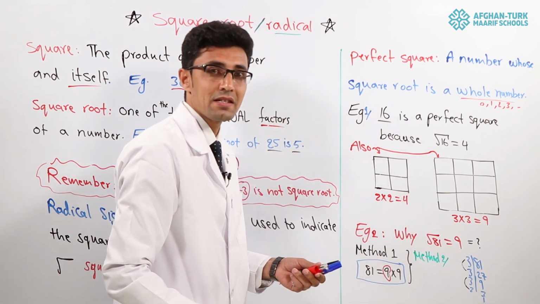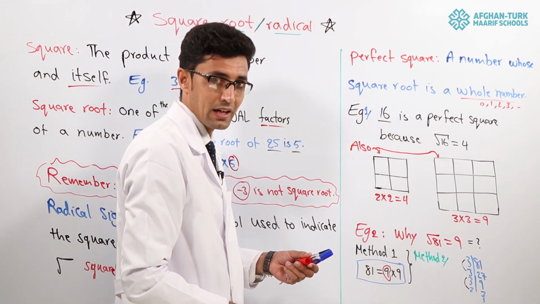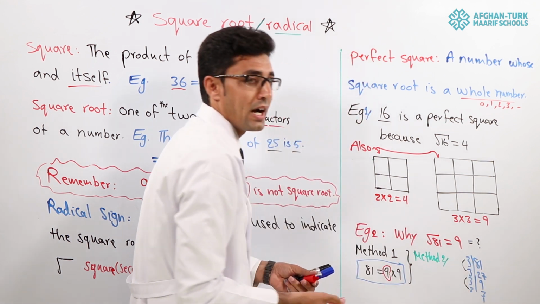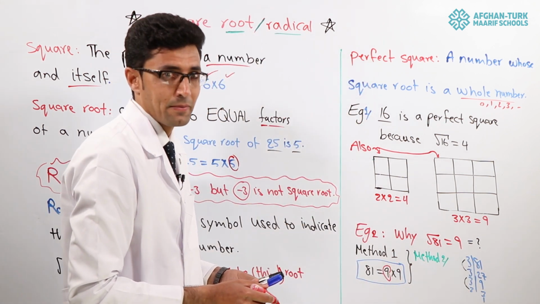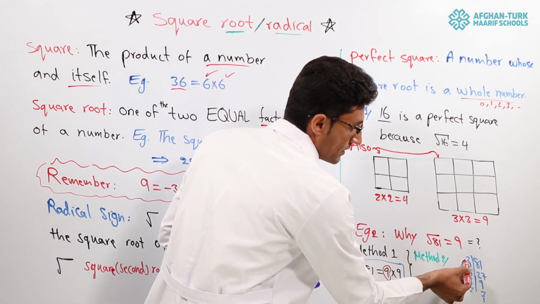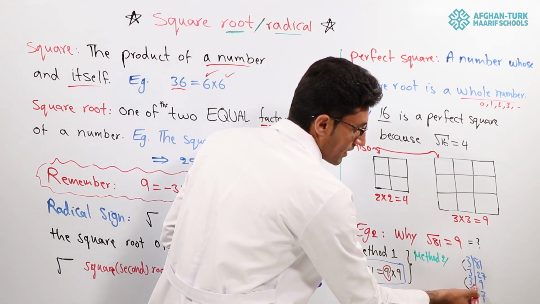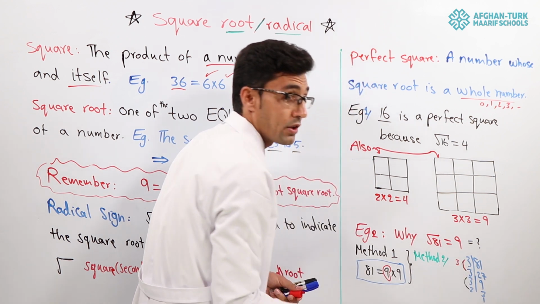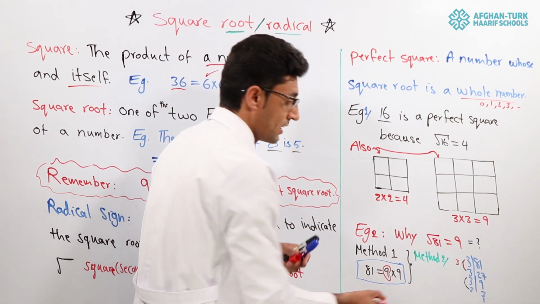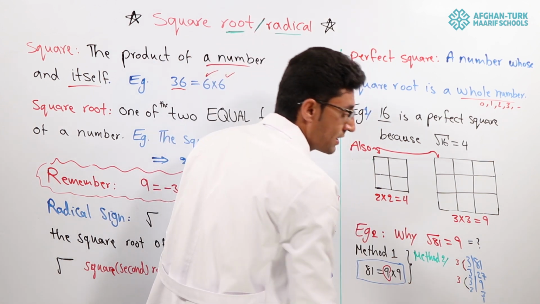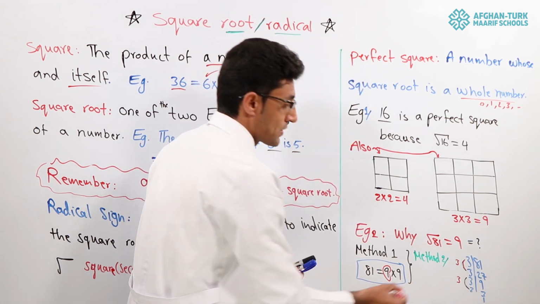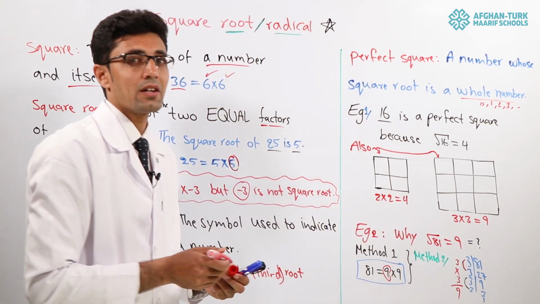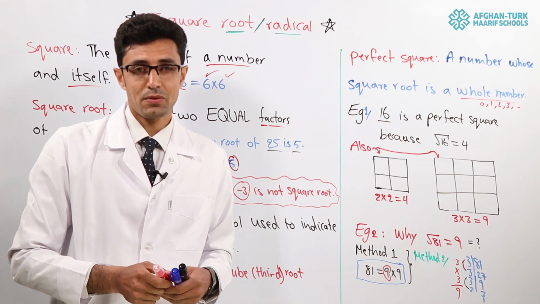Now, method 2. You can use factorization. 81, I divide into parts. 81, 3. 27, 3. 9, 3. 3. Okay, from these two equal factors, how many should I take? Only one. So 3 multiplied by 3 is 9. Now you know the concept of perfect square.